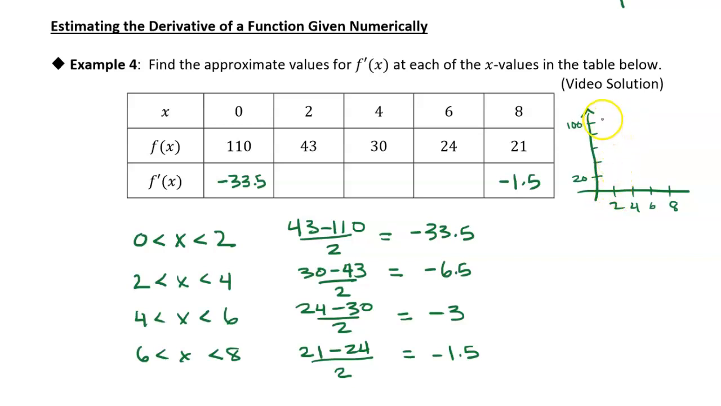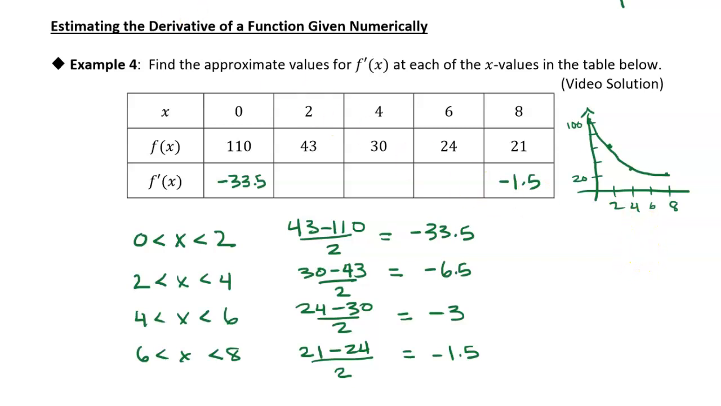At 0, we're about 110. Then we're at 43, so it's roughly here. This doesn't have to be very, very good. So there's about 30, and then 24, and then 21. Let's just say it looks like that. This is a sketch of the graph.